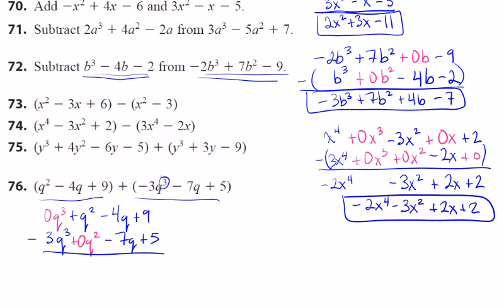So 0q cubed plus negative 3q cubed is negative 3q cubed, excuse me. q squared plus 0q squared is positive q squared. Negative 4q plus negative 7q is negative 11q. And 9 plus 5 is 14.